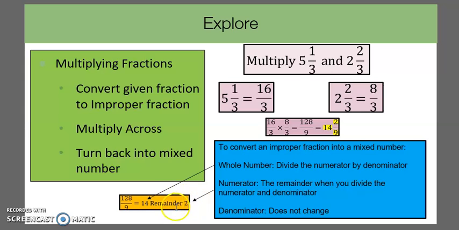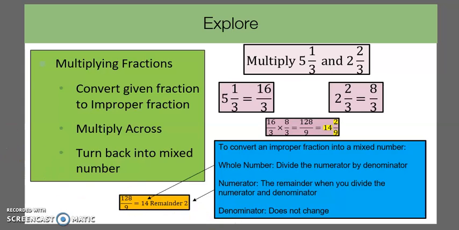The 2 is going to be very important for the numerator. So the 14 is our whole number, and the 2 will go in the place of the numerator. Lastly, the denominator does not change, so we don't have to do any work there. That's how you convert an improper fraction into a mixed number.